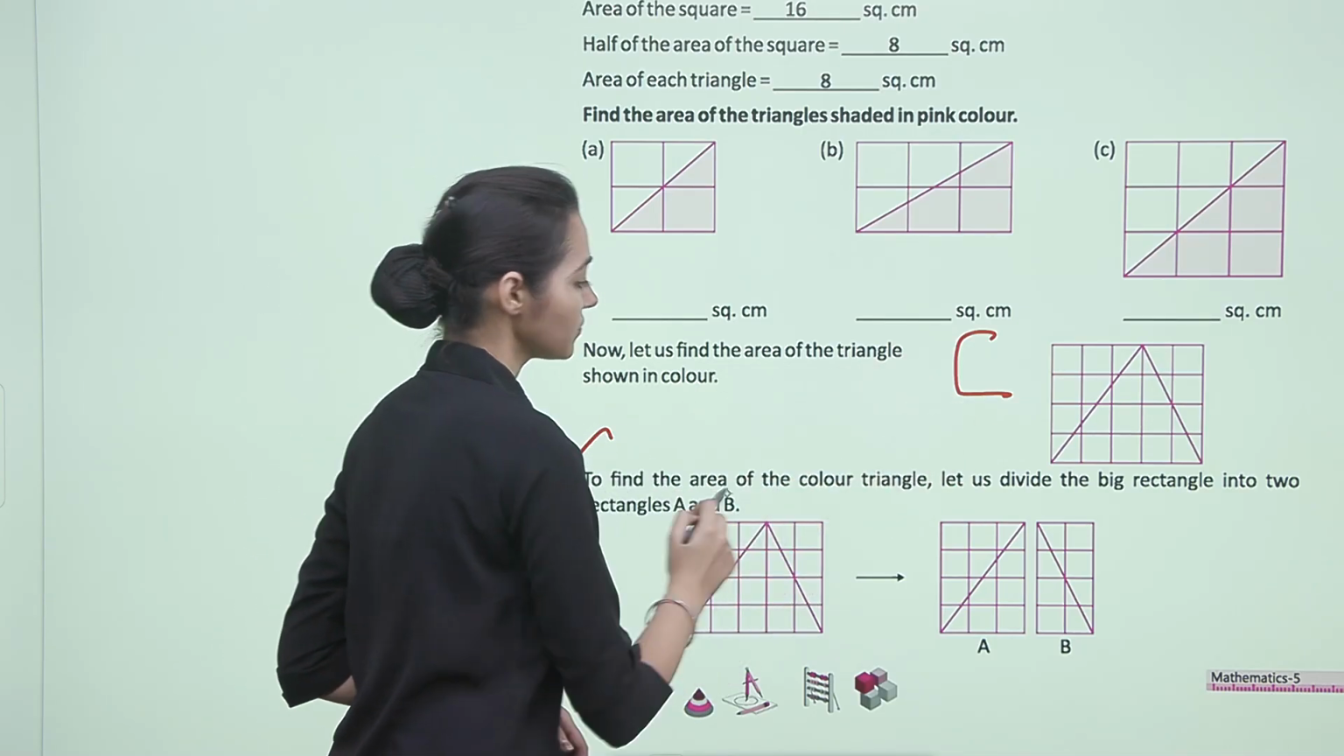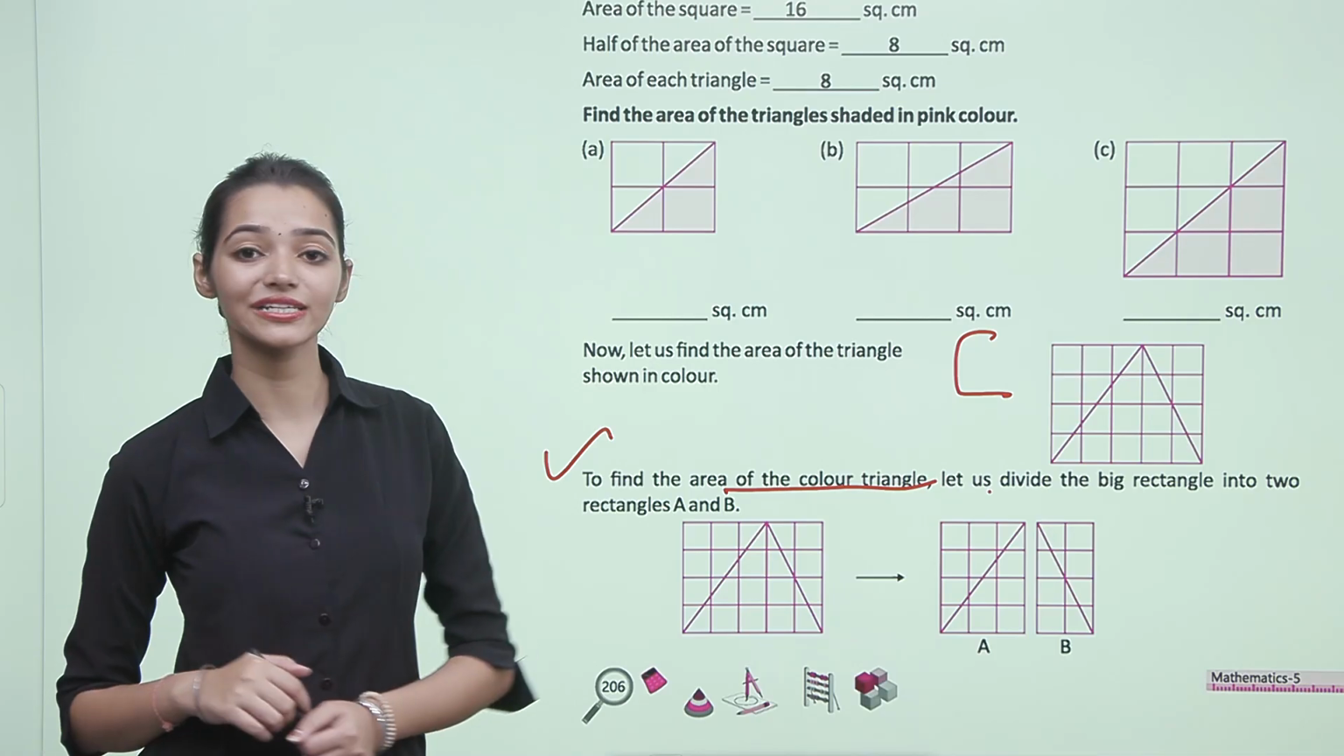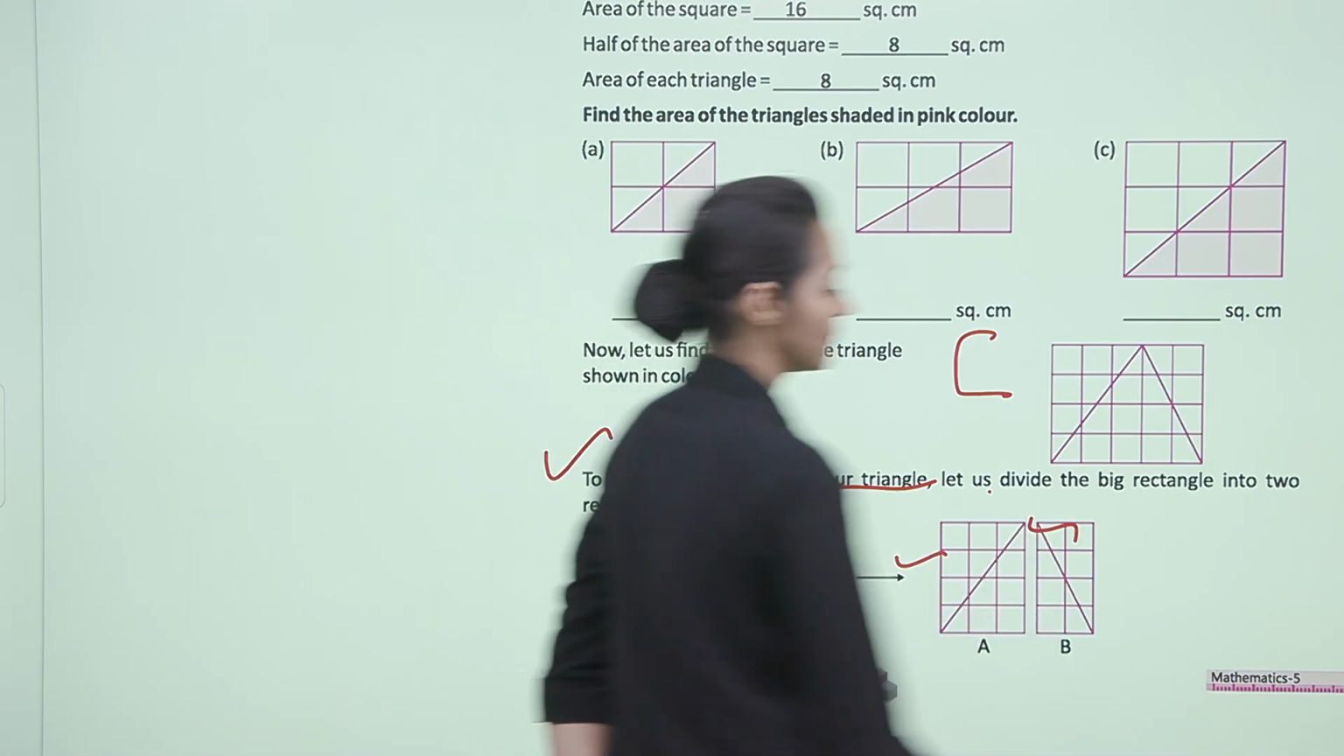Now this is our figure. Now we will find the area of the colored triangle. Let us divide the big triangle into rectangles A and B. Here is our rectangle A and here is our rectangle B.